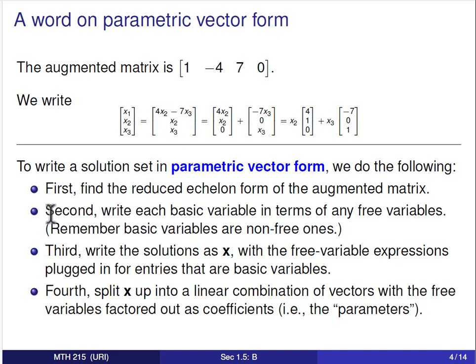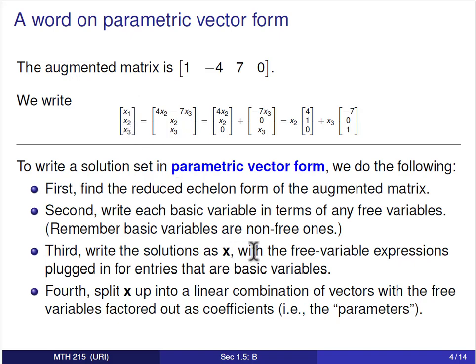And so for the second step, what we did is we wrote x1 in terms of x2 and x3. We simply solved for x1 in that first equation. We got that x1 was 4x2 minus 7x3. And that's all the second step is really asking you to do, is solve for the non-free variables in terms of the free variables. And then for the third step, you want to write the solutions as x. So that's what we've done here on the right. We're writing our full vector x.